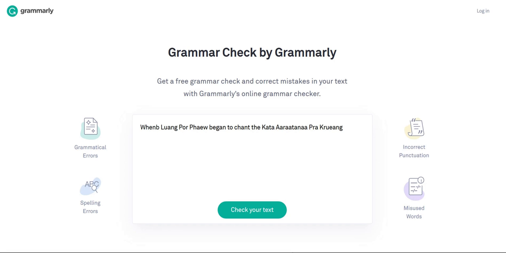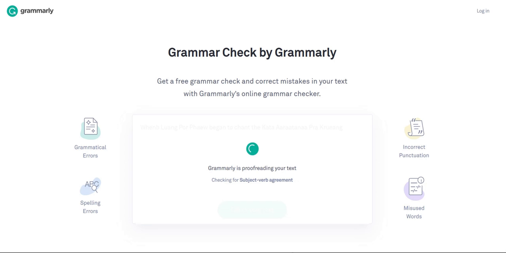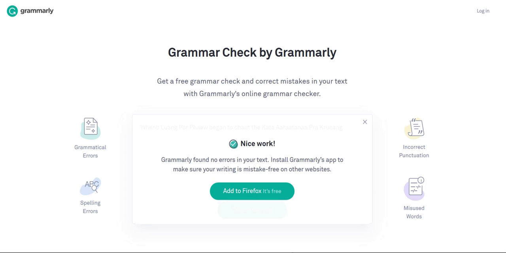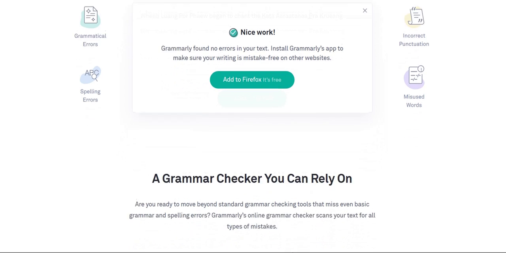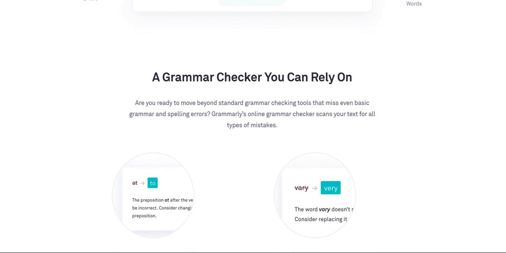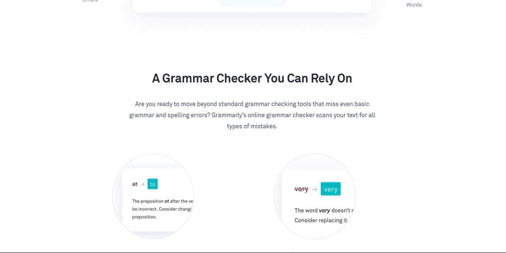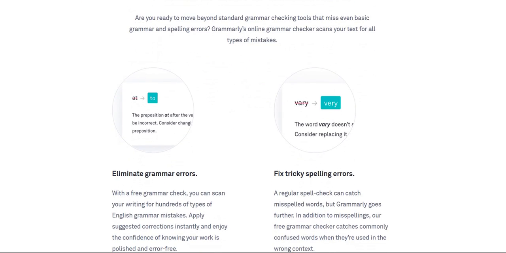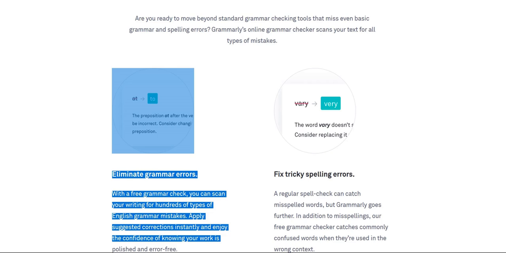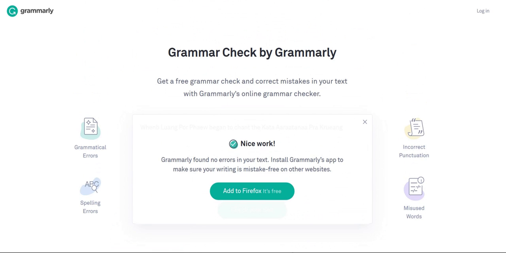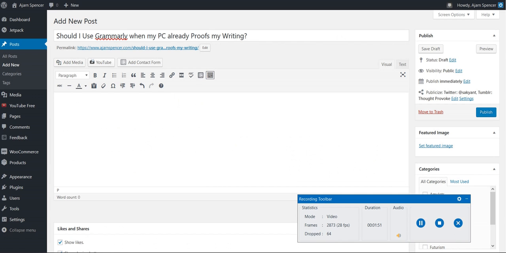We'll do a little test here to see what Grammarly does, because it makes a lot of claims that it can spell check for you. So let's see if it can or not. As you can see, Grammarly found "nice work," even though I spelt the word "when," W-H-E-N-B, wrongly. It says it's a grammar checker you can rely on. Well, I couldn't rely on it noticing I spelt the word "when" wrong, could I? Can't even get the word "when" spelt correctly.